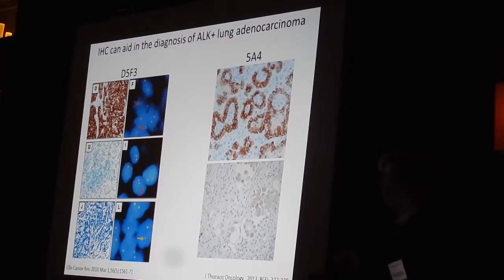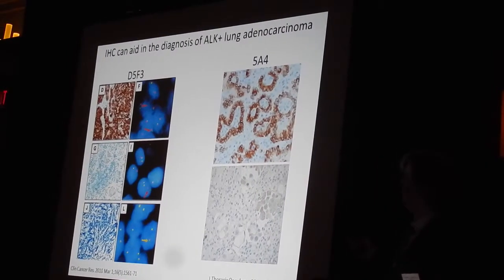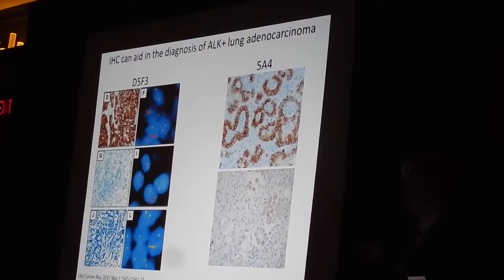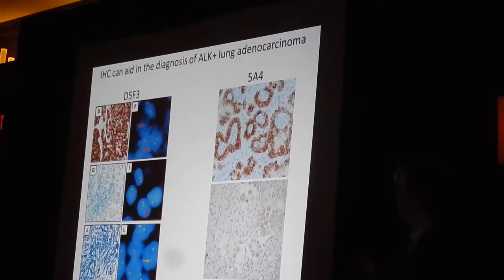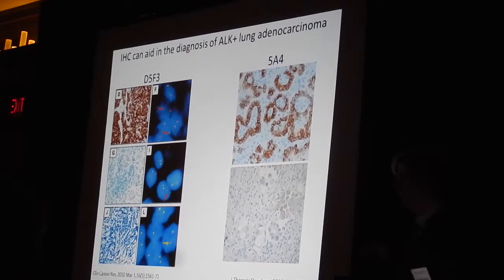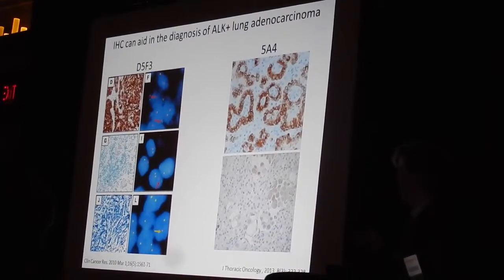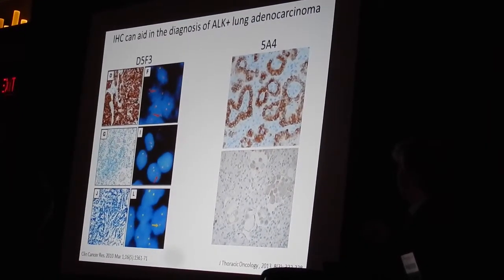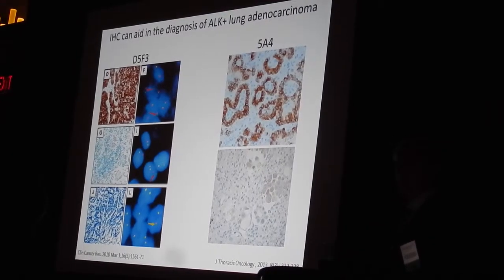So there are some ultra-sensitive antibodies that bind to the kinase domain of ALK, and they're commercially available. The 2 clones that are good for screening lung cancer for ALK rearrangements are the D5F3 clone and the 5A4 clone. Now, ALK is normally not expressed in lung.